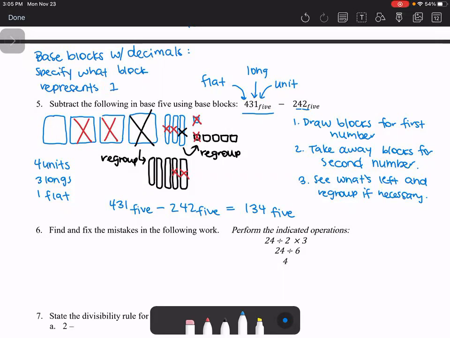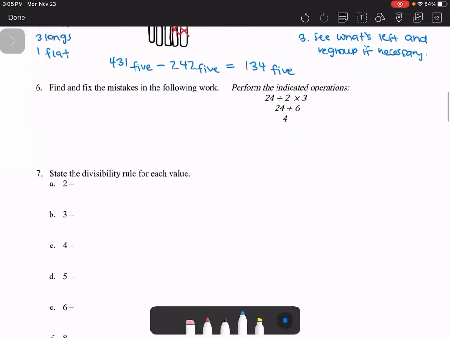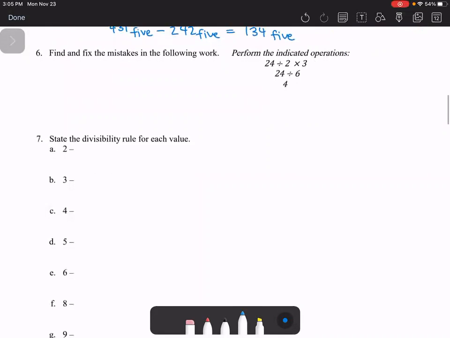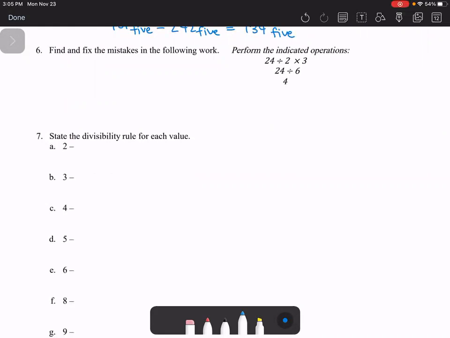Any other questions on base blocks? Okay, so moving to the order of operations. This question is a little bit different. We haven't seen something like this before, where it gives you work that you are told is incorrect, and you need to fix it. So this is a really common mistake. Look at it if you haven't already and see what's going on here.